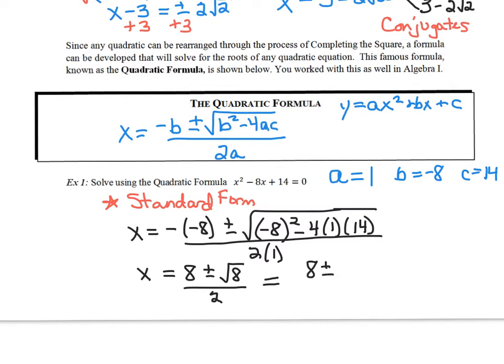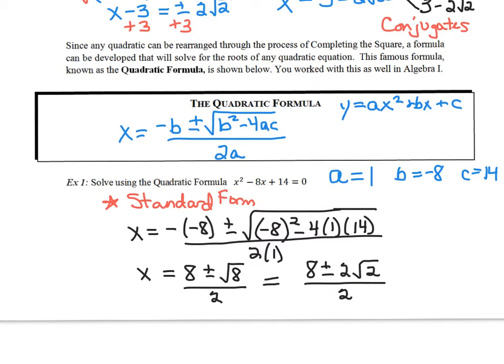Now, like in the example above, the square root of 8 can be broken down into the square root of 4 times the square root of 2. The square root of 4 is 2 times the 2 that's still underneath the radical sign, all divided by 2.